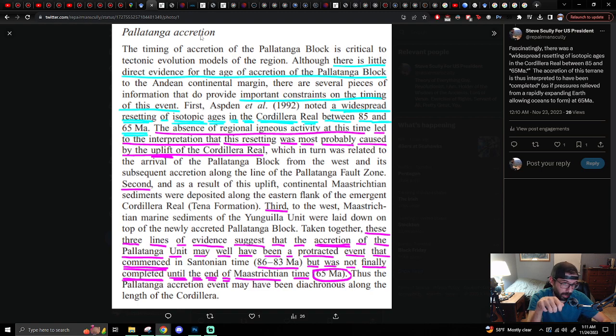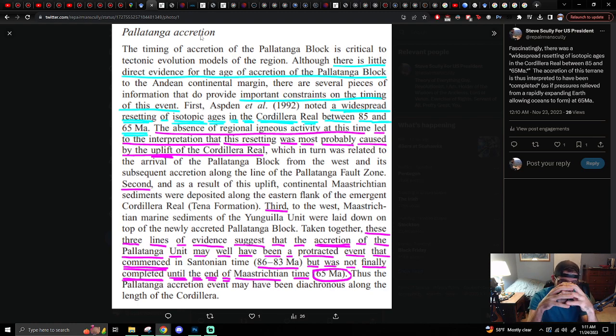this event. First, as noted by Aspden et al. in 1992, a widespread resetting of isotopic ages in the Cordillera Real between 85 and 65 million years, radiometric dating, i.e. the KT boundary. So leading up to the KT boundary and up until the KT boundary.